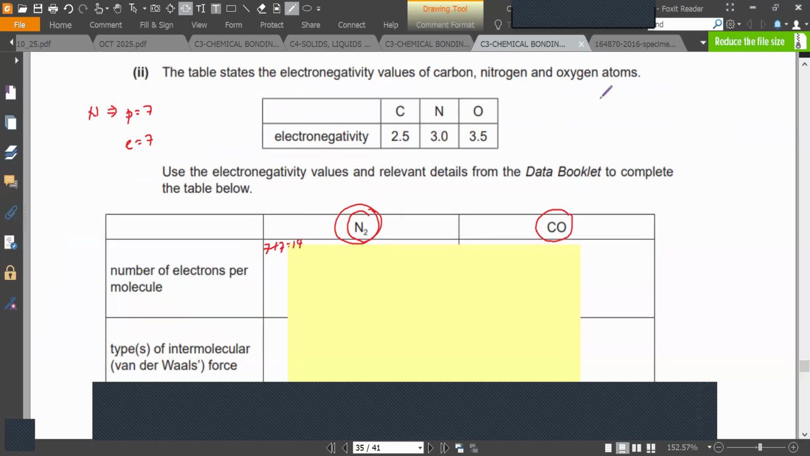Okay. So carbon, if we look at the periodic table, 6 protons, 6 electrons. Oxygen, 8 protons, 8 electrons. 8 plus 6 equals 14.